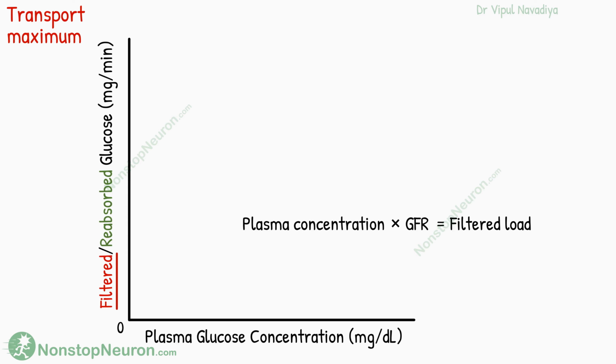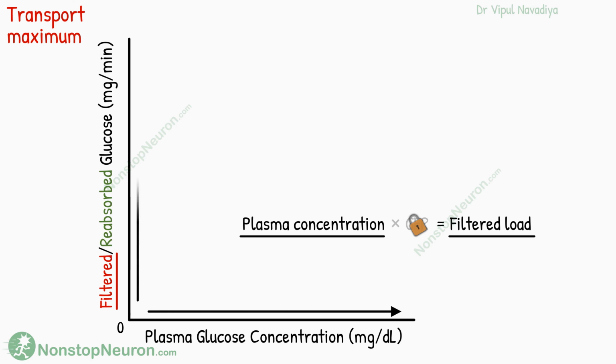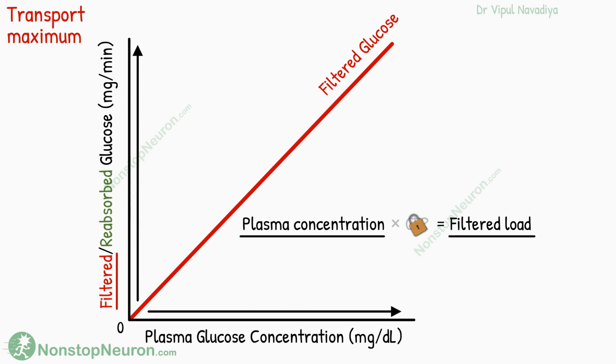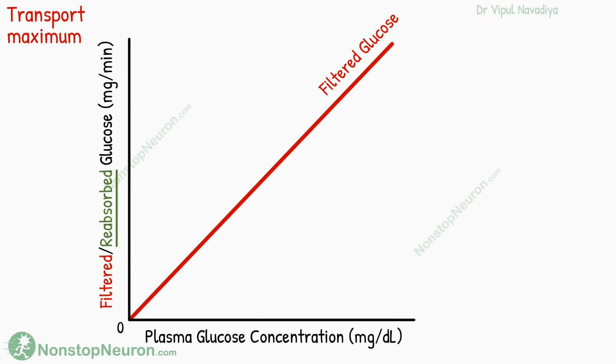We have already assumed that GFR is fixed and filtered glucose is directly proportional to plasma glucose, remember? So, as plasma glucose rises, filtered glucose rises proportionally. So we get a straight line. Now let's draw the line for reabsorbed glucose. Initially, when plasma glucose is on the lower side, all the filtered glucose is reabsorbed. That means reabsorbed glucose is equal to filtered glucose. So in the initial part, the line for reabsorbed glucose falls right on top of the line for filtered one.